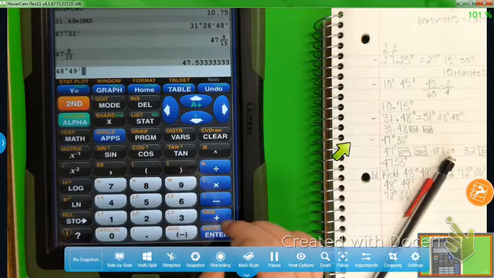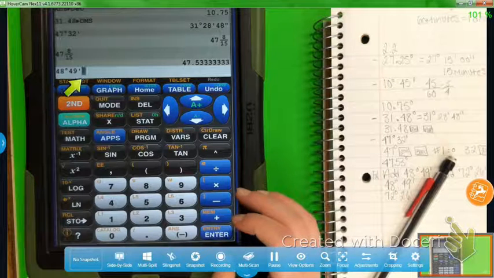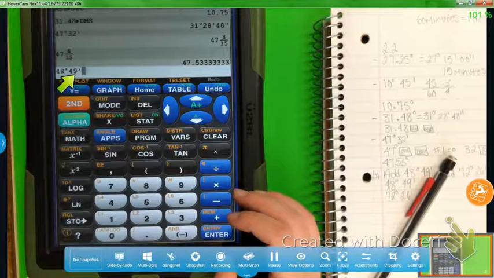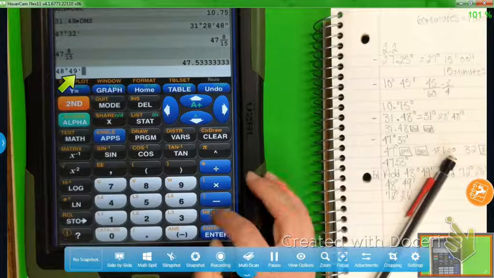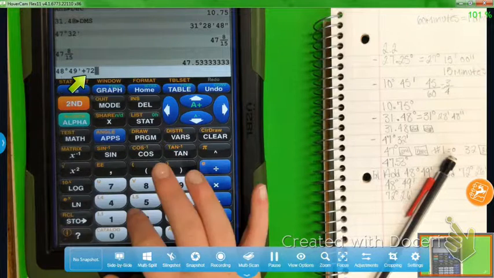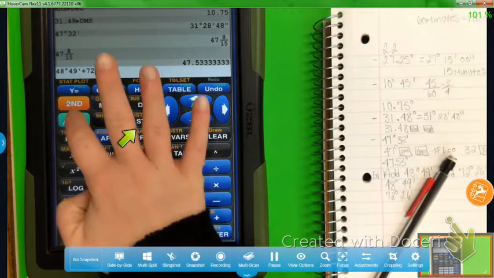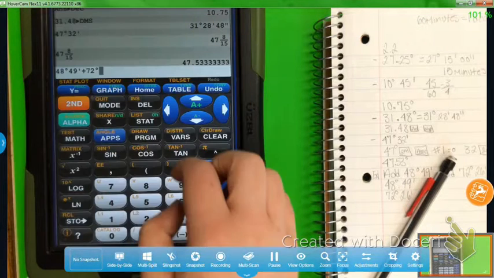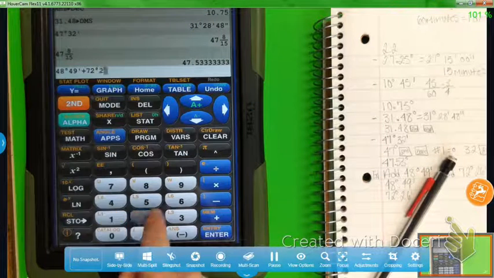So everybody stand up with her, okay? Should have that on your screen. Now you just hit the plus sign and type in the other one. So we hit plus and then do 72 degrees and 26 minutes.